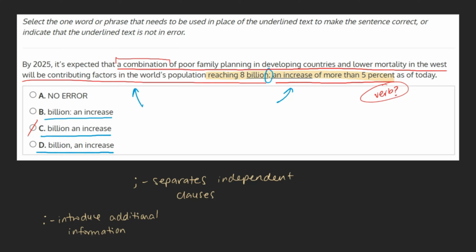And D. A comma. A comma simply doesn't provide a strong enough pause between the independent clause and the added information. The final phrase in this sentence provides us with an explanation of exactly what the world's population reaching 8 billion means in terms we can understand, more than 5% than the current population. As colons are used to introduce clarifying information and not commas, we can mark this choice as incorrect and mark our original answer, choice B, as our final answer.